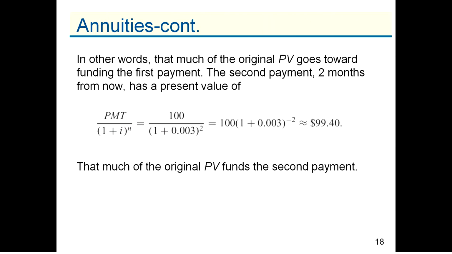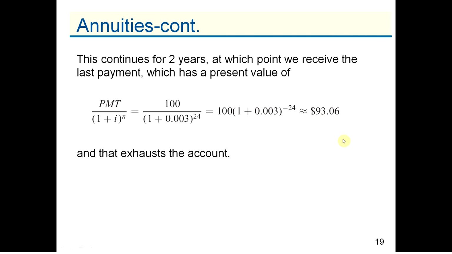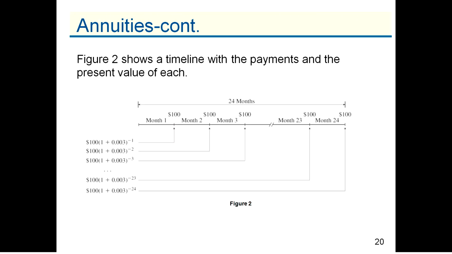And when we make the second payment, 2 months from now, it has a present value of $99.40. And then we could continue that for 2 years, and we'd receive that last payment, which is going to tell us that we have a present value of $93.06 on that, and that would exhaust the account. So using our little number line that we had before, we can see that here's the first month, second month, third month, all the way up to the last month when we've completely exhausted all the funds.